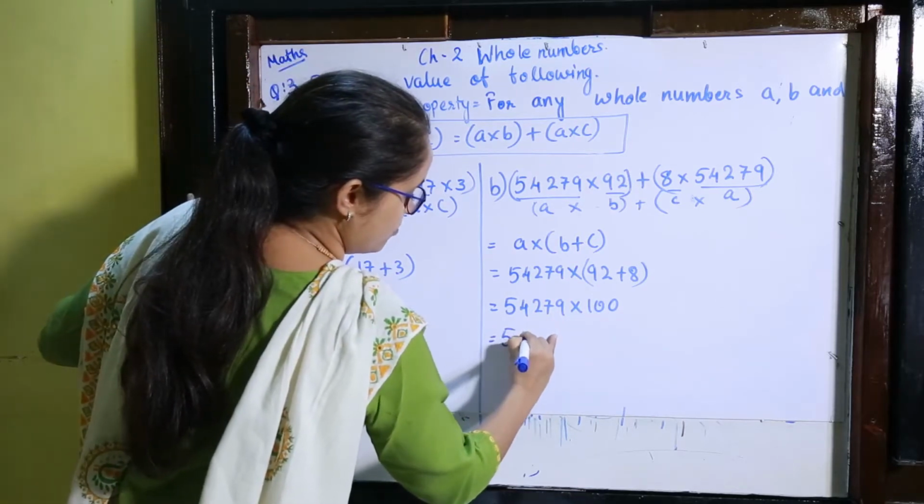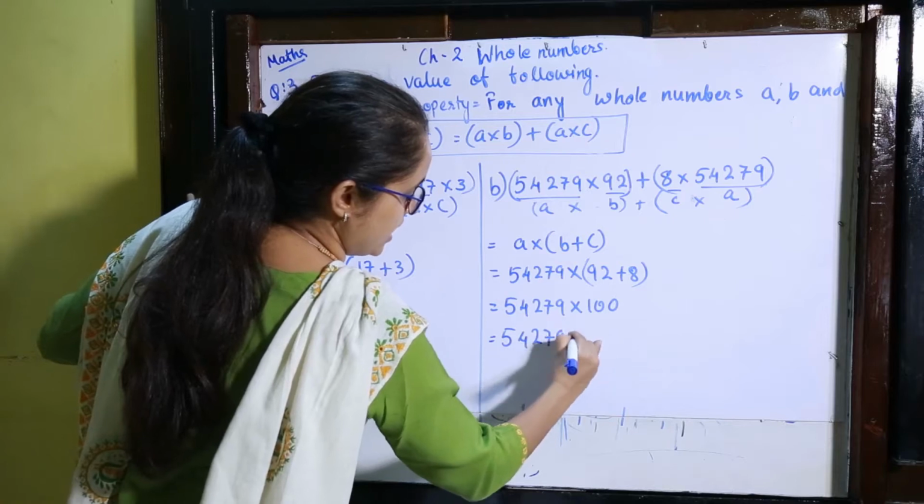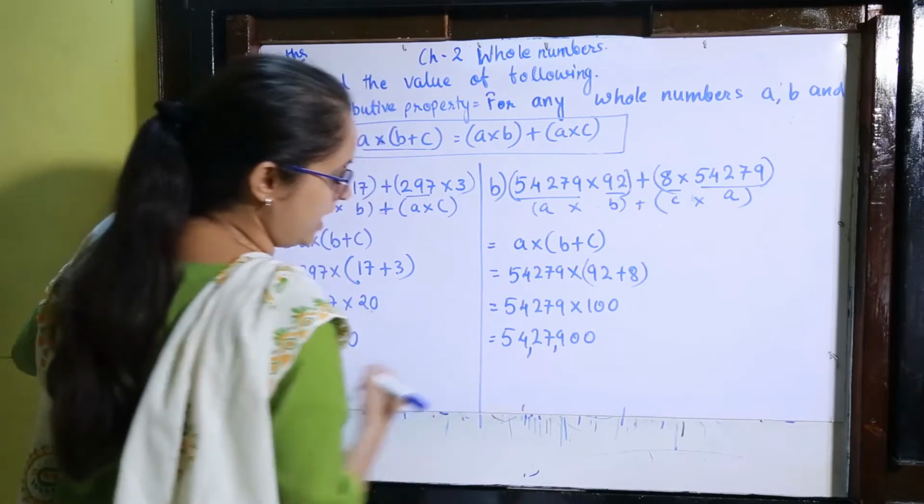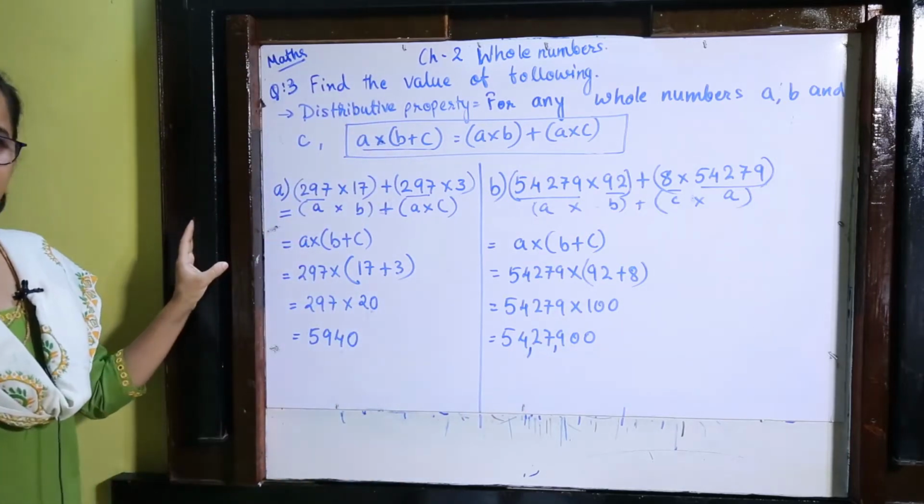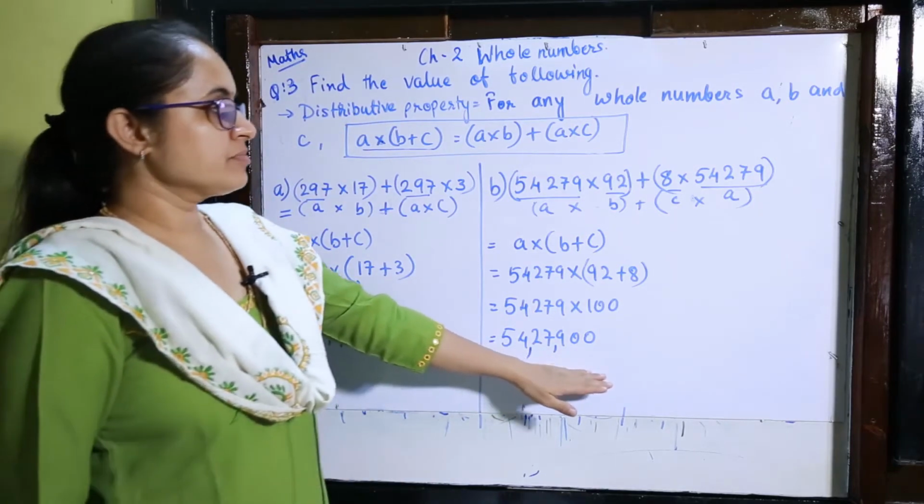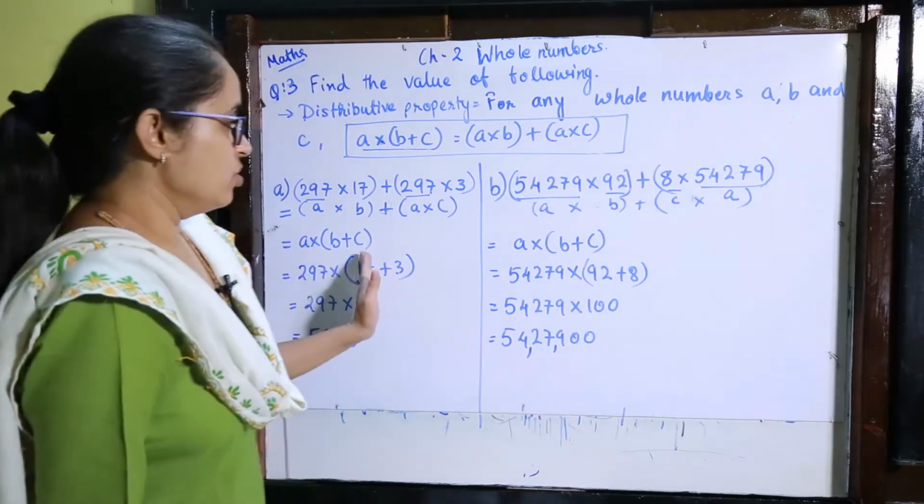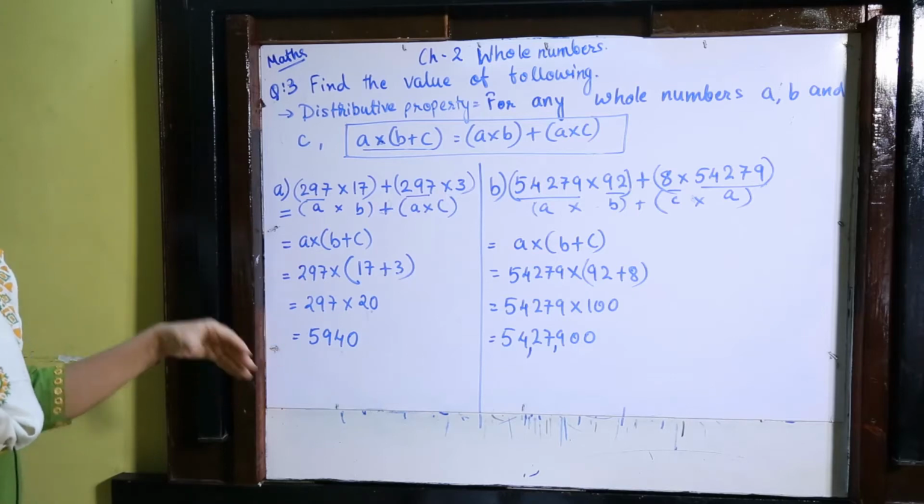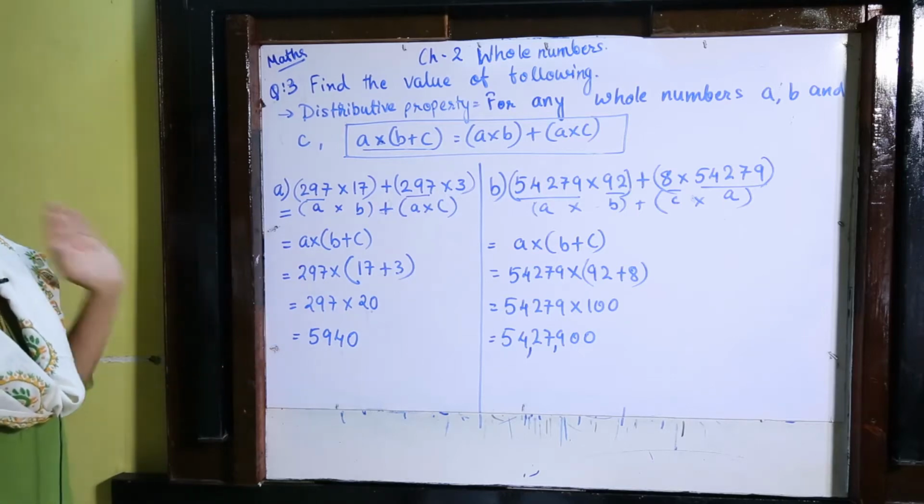So 54,279 multiply by 100, so 54,27,900. This answer is 54,27,900. So this is your B. So A and B, you can pause the video and take your time to understand this.